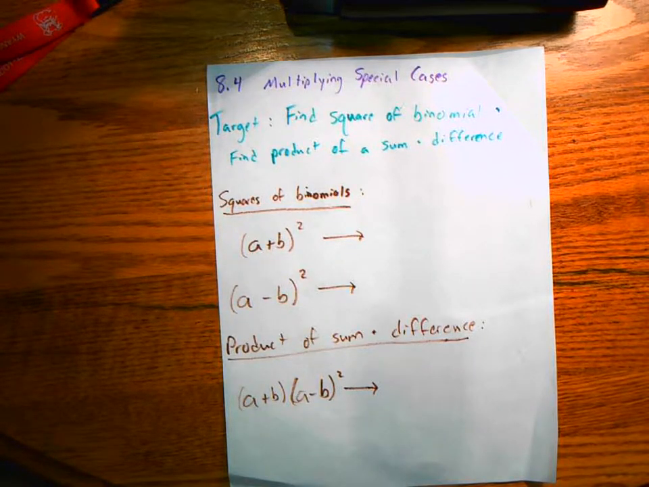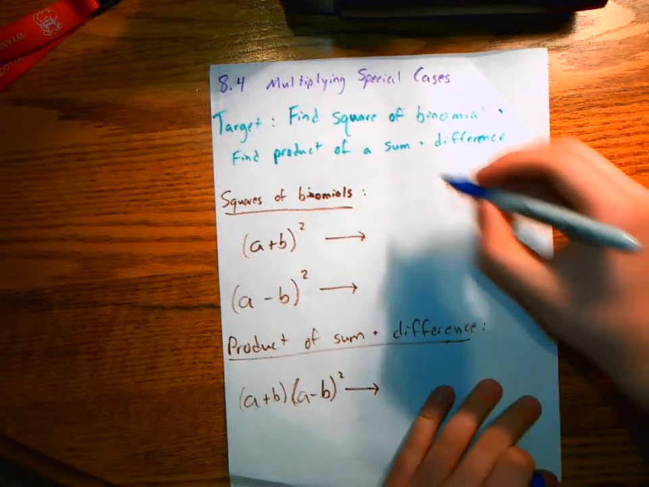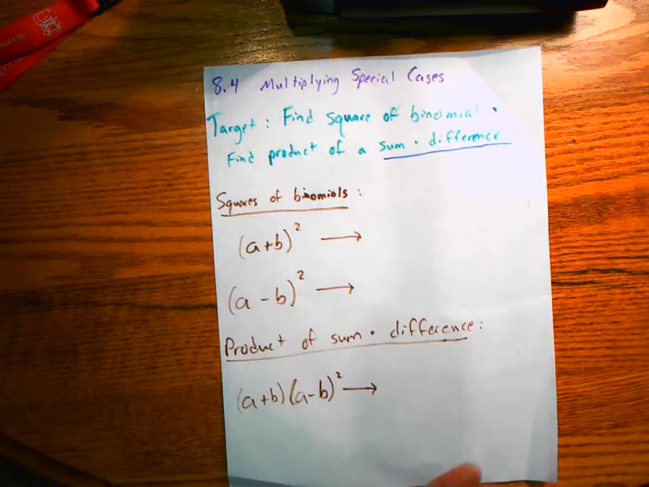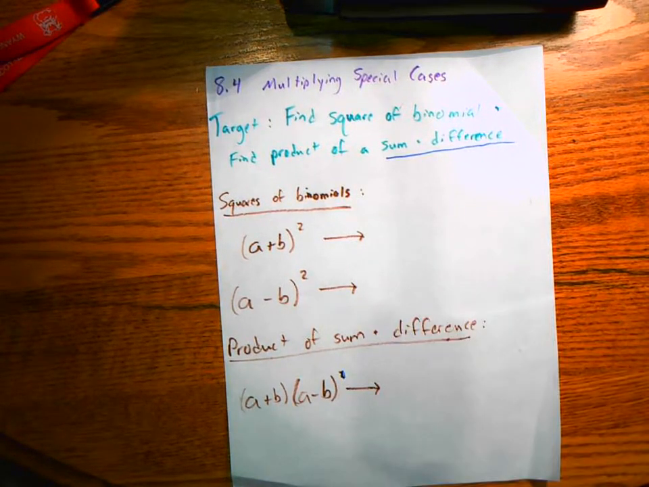And so the learning target is to find the square of a binomial and find the product of a sum and difference. The more important one is going to be finding the product of the sum and difference. It's much more useful, but finding the square of a binomial also has its shortcut uses.